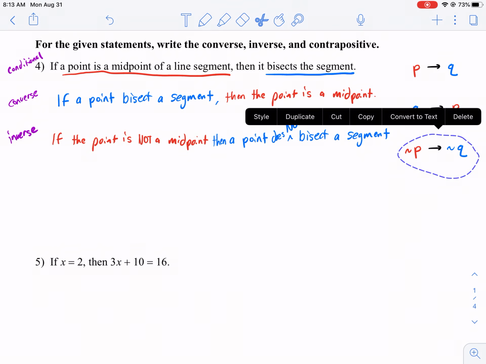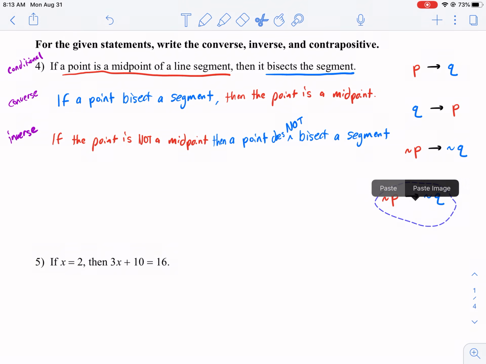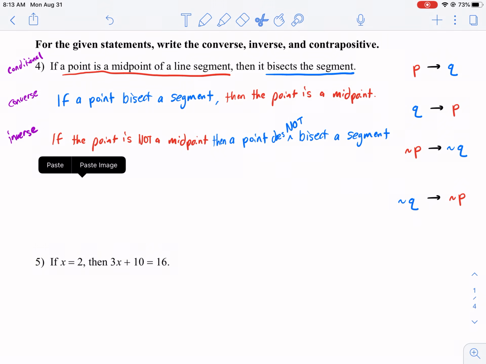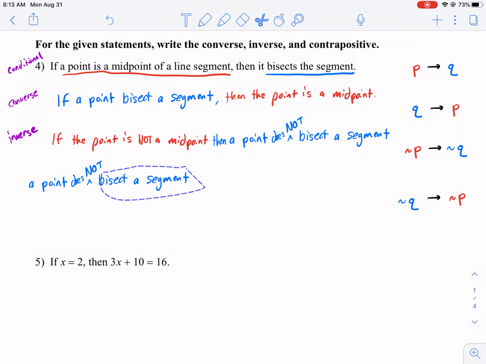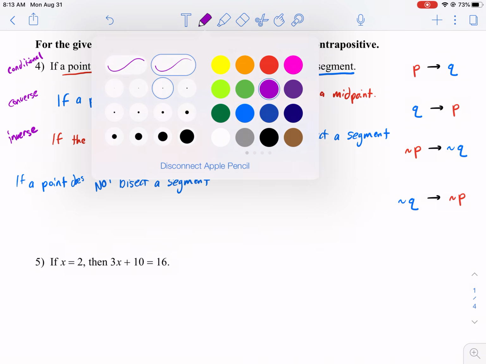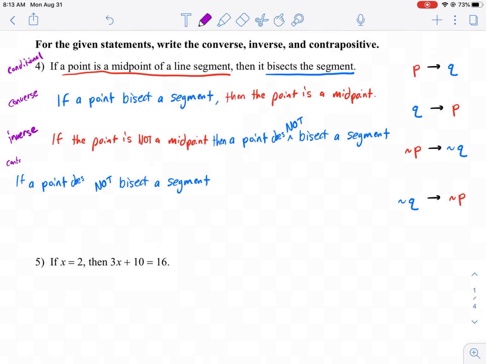Contrapositive is similar to inverse, except it's reverse. So we need to move the conclusion to the front and the hypothesis to the back, and it's essentially the same thing again. So I'm going to take this. Hopefully I can clean it up a little bit with better handwriting. Okay, let's move this over. Does not, and we'll erase this. And we're at if, and then I'm going to write contrapositive.